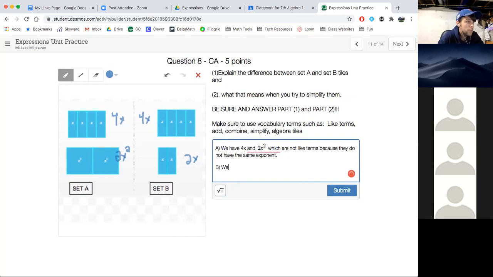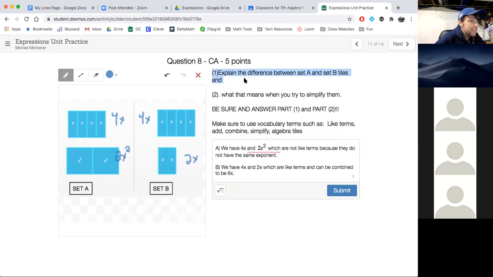B, we have 4x and 2x, which are like terms and can be combined to be 6x. So I'm doing both parts. I'm explaining the differences, explaining what they are, and I'm saying what it means to simplify them. So I went ahead and simplified both of these. The first one we can't simplify.